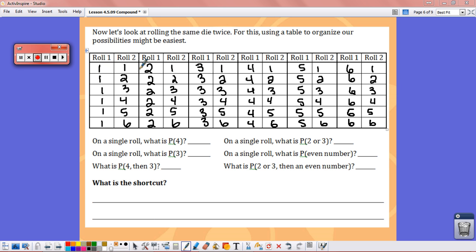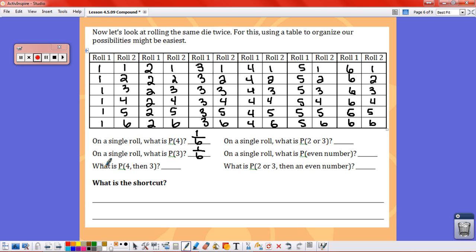And I also could have done it the other way. I could have done it with all the 1s here and 1, 2, 3, 4, 5, 6. Doesn't really matter as long as I make sure I get all of the probabilities by the end. So on a single roll, the probability of rolling a 4 is 1 out of 6 because a die has 6 sides and one of them is 4. And on a single roll, the probability of getting a 3 is also 1 out of 6 because one side says 3 and there are 6 total sides.